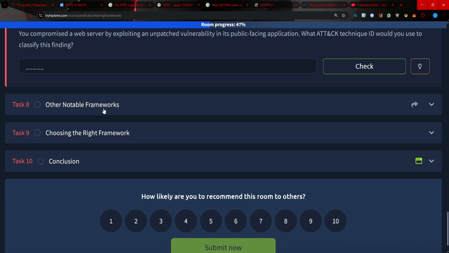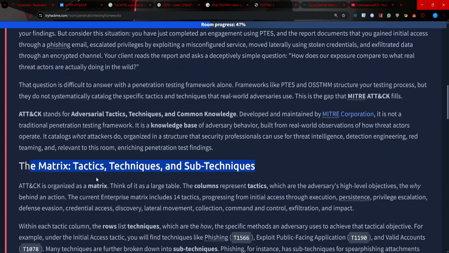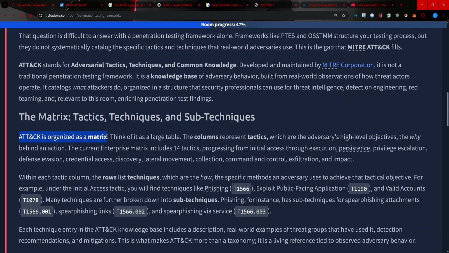Wait, other notable frameworks. Hmm. ATT&CK is organized as a matrix. Think of it as a large table where the columns represent tactics, which are the adversary's high level objective. The why behind an action. The current enterprise matrix includes 14 tactics progressing from initial access through execution, persistence, privilege escalation, defensive evasion, credential access, discovery, lateral movement, collection, command and control, exfiltration, and impact.